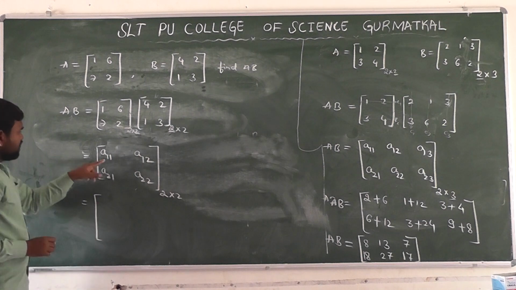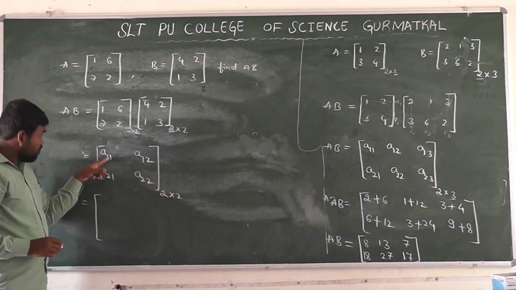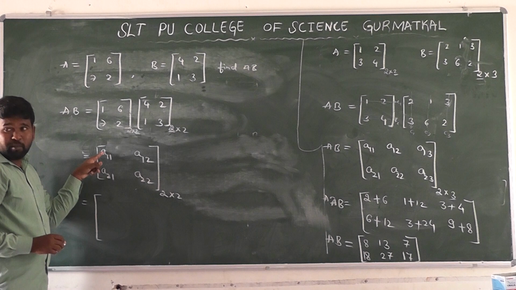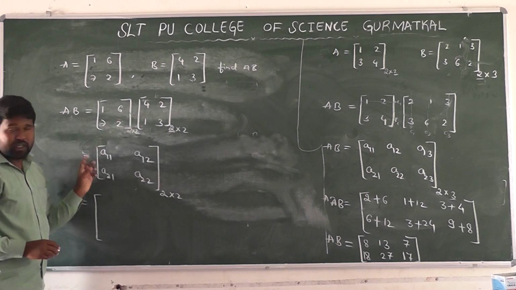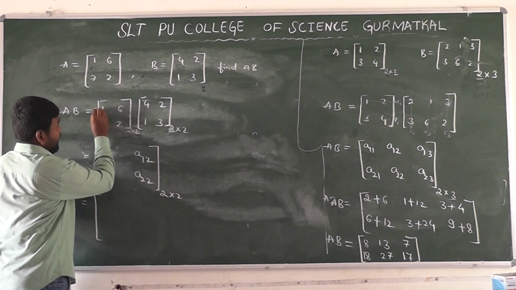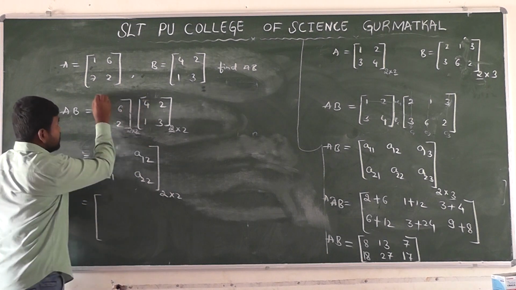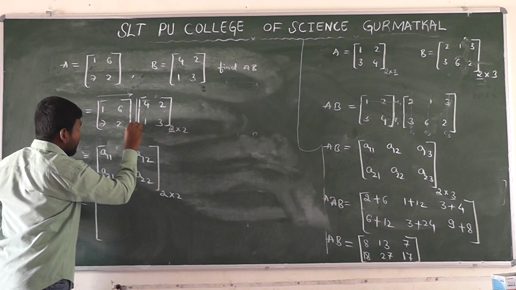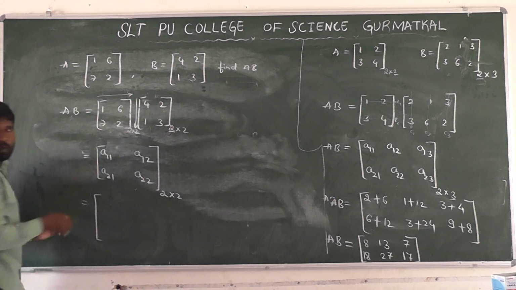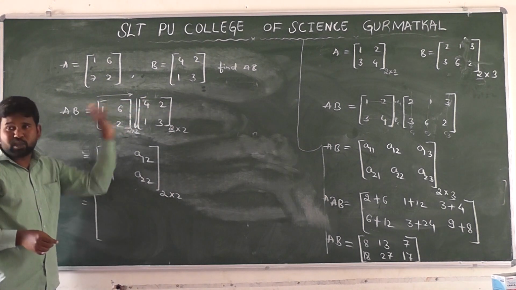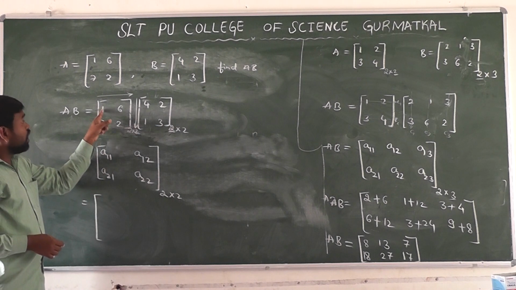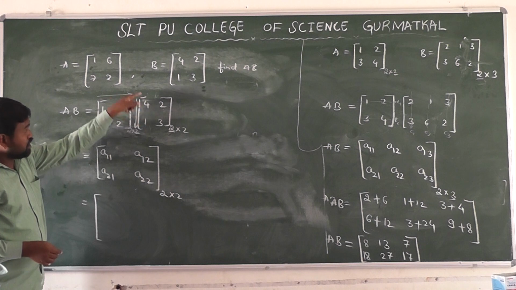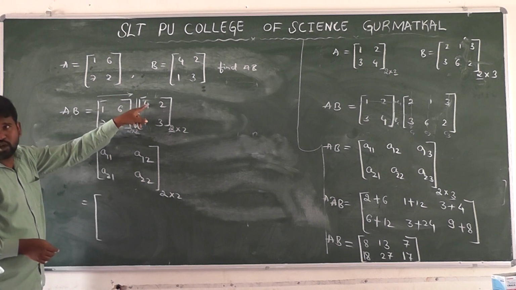Right? What does this mean here? The first row of the matrix A elements and the first column of the matrix B elements. We have to multiply rows into columns. This is the rows and this is the columns. We have to multiply the corresponding elements: the first element of the first row of matrix A and the corresponding element of the first column.